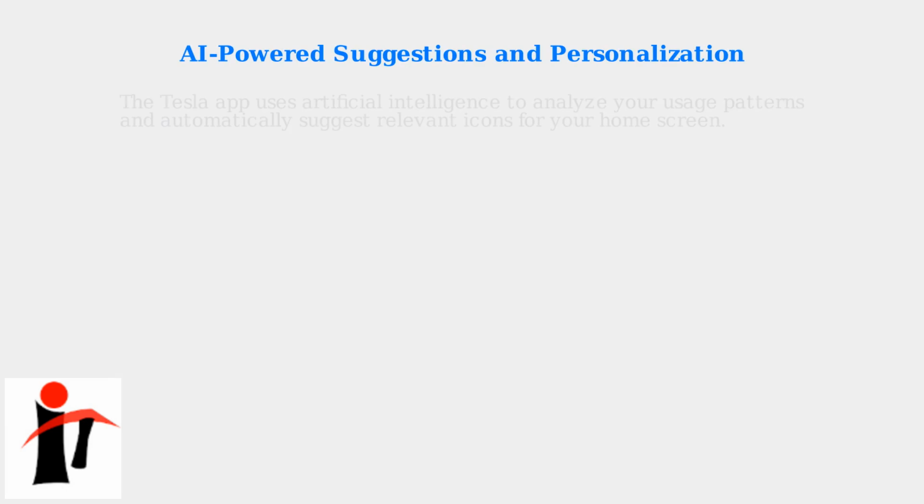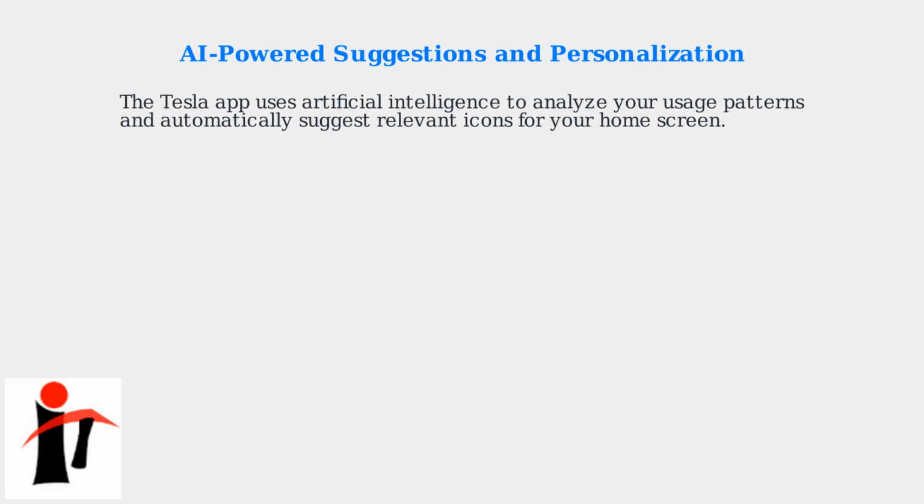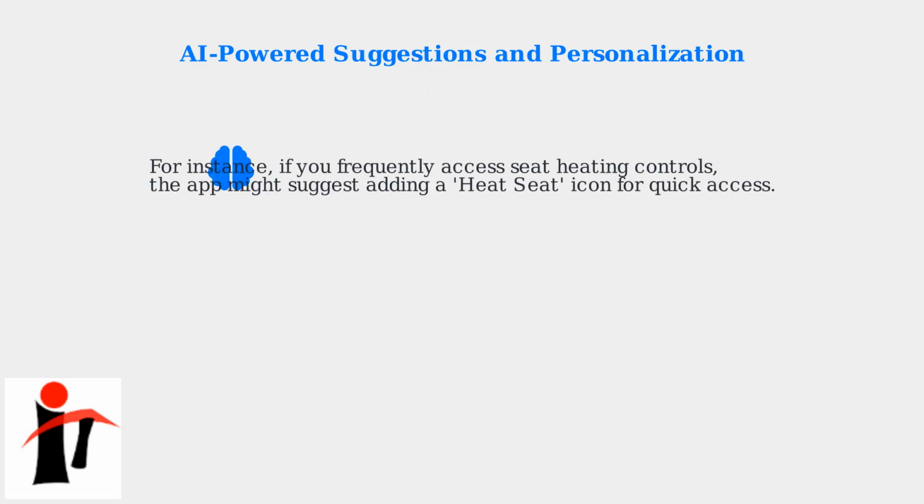The Tesla app now incorporates artificial intelligence to make customization even smarter. It learns from your daily interactions and usage patterns to suggest icons that would be most helpful for you. This AI system analyzes how often you use certain features, the time of day you access them, and your driving habits to provide personalized recommendations.